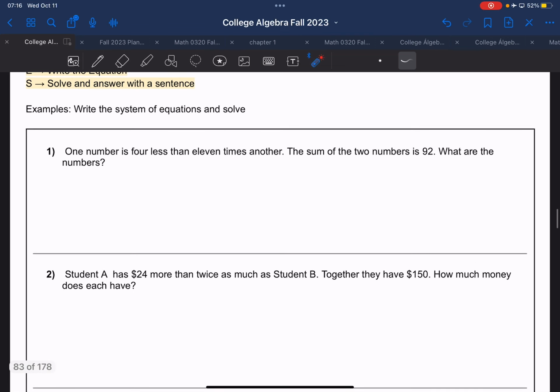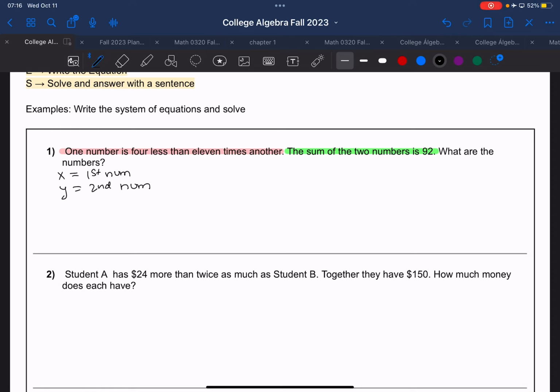So number 1 says one number is 4 less than 11 times another. So this is going to give us our first equation. Then it says the sum of two numbers is 92. That's going to give us our second equation. What are the numbers? So since we don't know the numbers, we're going to have to give them variables. So what are the two variables you want to use? X and Y. So let's say X is the first number and Y is the second number.